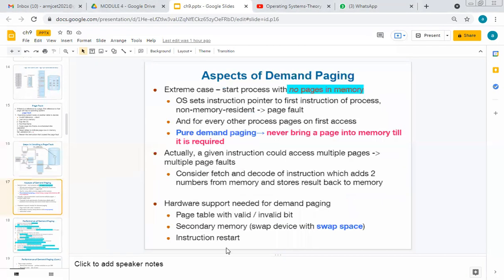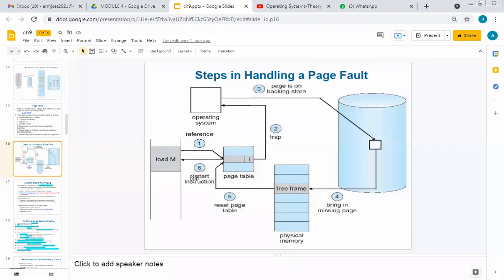That's the solution. Second, instruction restart. Instruction restart means recheck whether you need the same pages or any of the existing pages. Is it possible to finish the work with any of the existing resources or not?